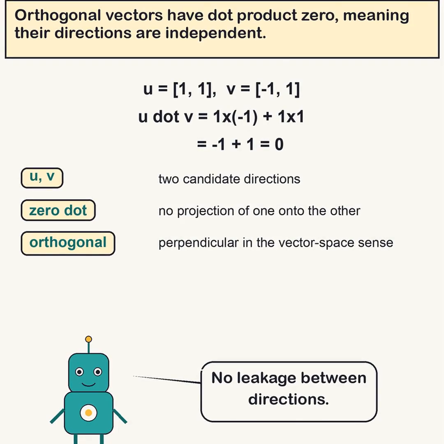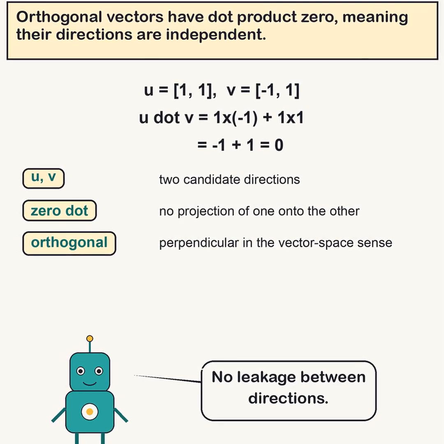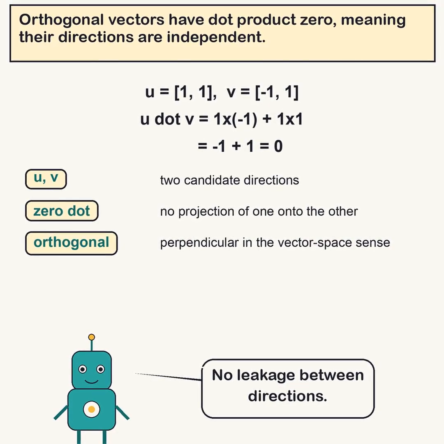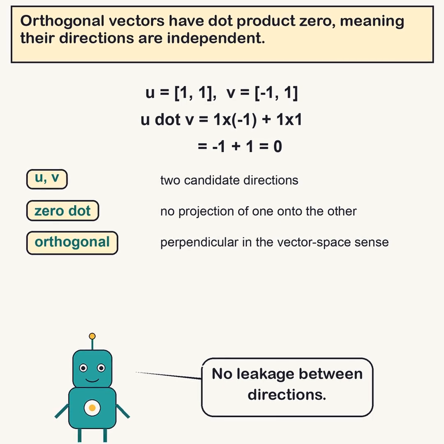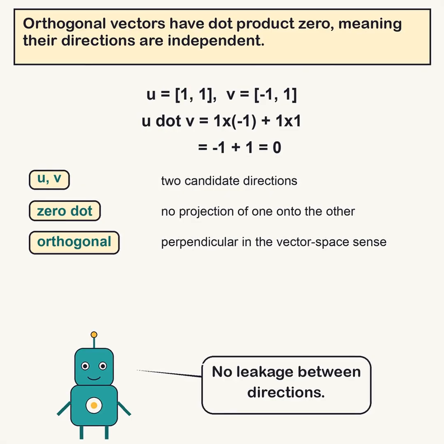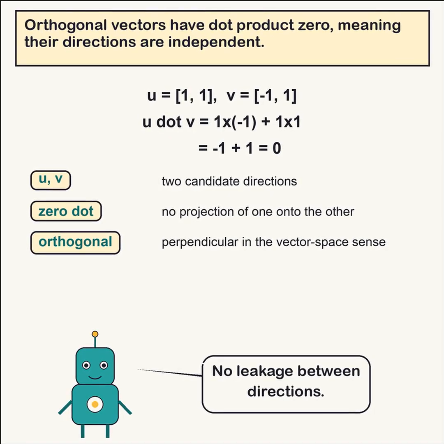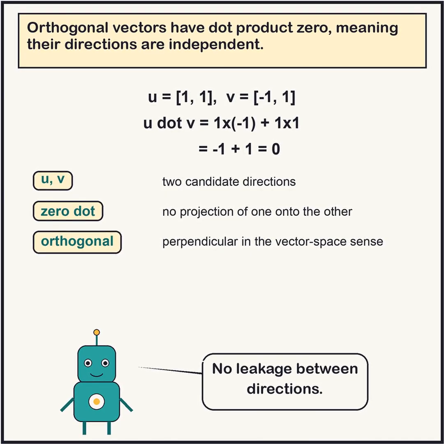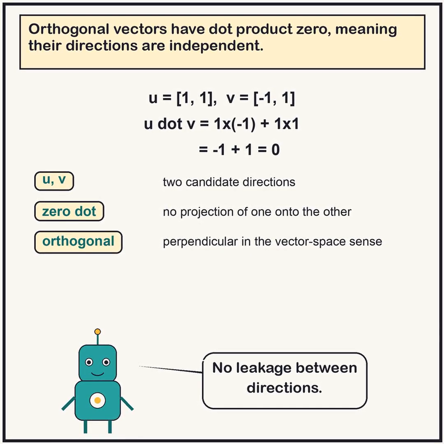Orthogonal vectors have dot product 0. The products cancel exactly, so knowing one direction tells you nothing about the other. PCA, QR decomposition, and stable initialization all rely on this independence. Real-world analogy. Orthogonal directions are like north-south and east-west streets. Moving along one does not move you along the other.